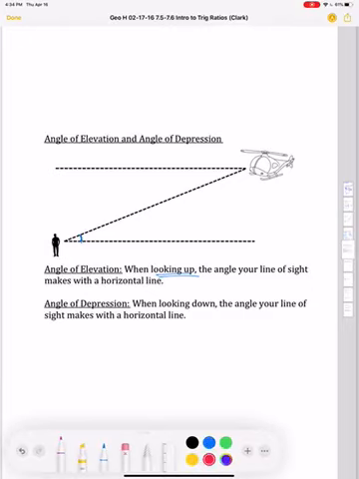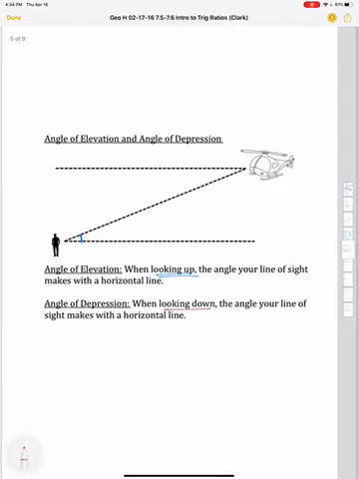Now, an angle of depression: depression often is a downer, right? You're going down. So when looking down, it's the angle your line of sight makes with a horizontal line. If you are up above something and you're looking down, this would be your angle of depression. So it's all about knowing where you are, and you form this horizontal line, and then are you going up from that horizontal line, or going down from it? Take a second, study these, and then move on with me.